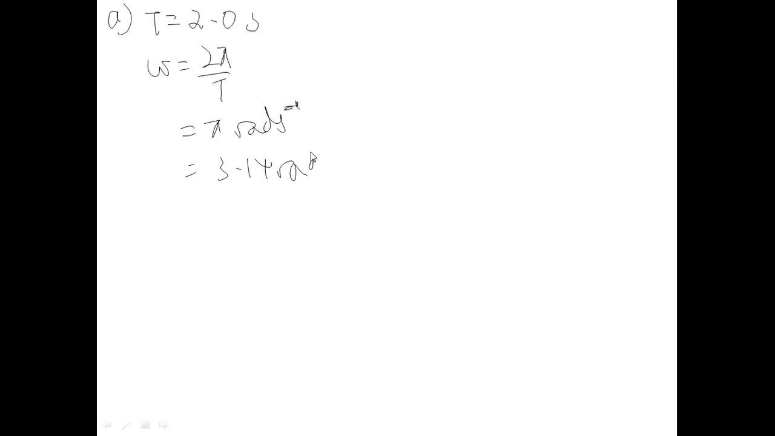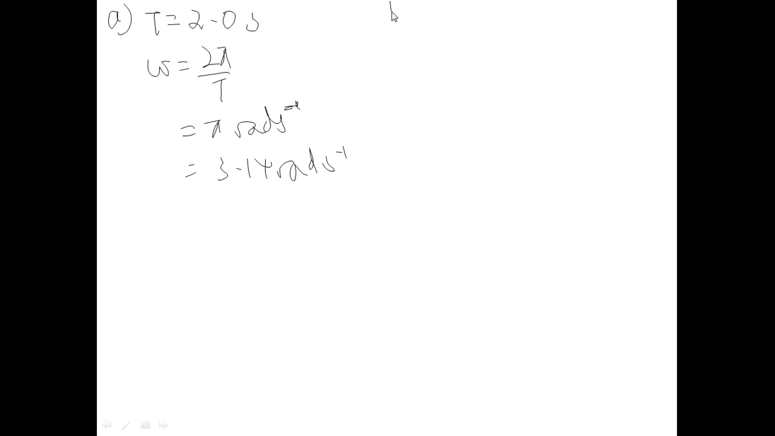So the first thing we need to know is what is the period. So the period from the displacement time graph is actually 2.0 seconds. So immediately we can know our angular velocity as 2 pi over T. So it should be only pi radian per second. So you can make it 3.14 if you don't want to leave it as pi.